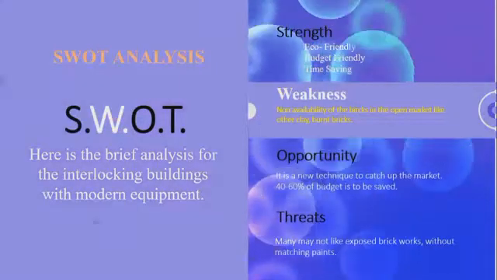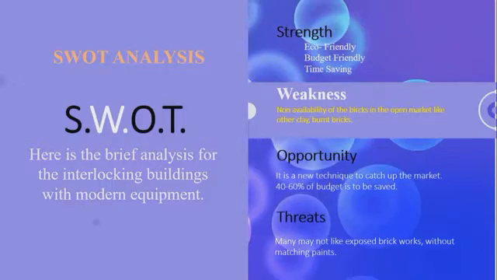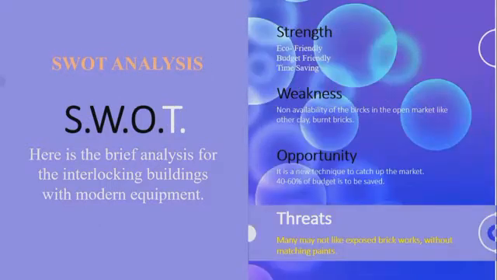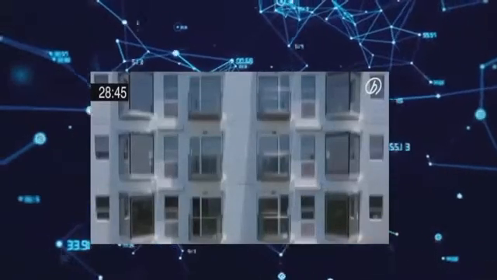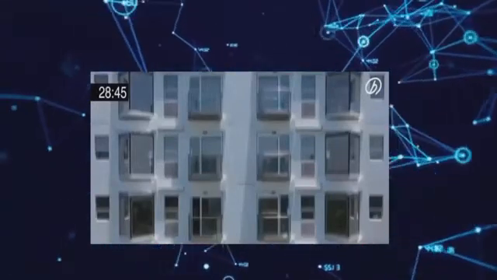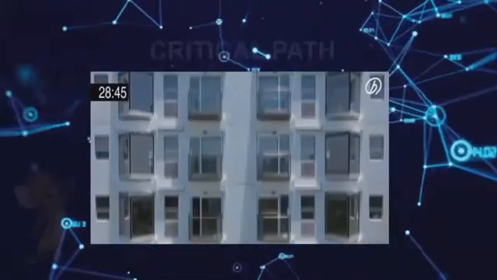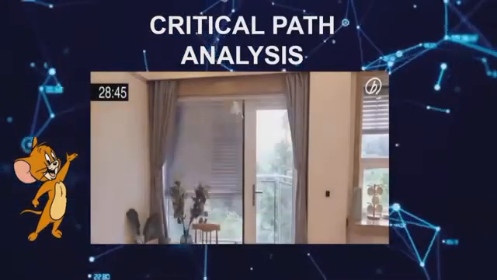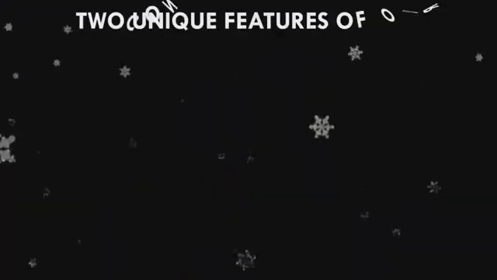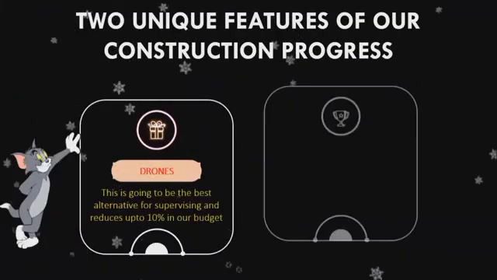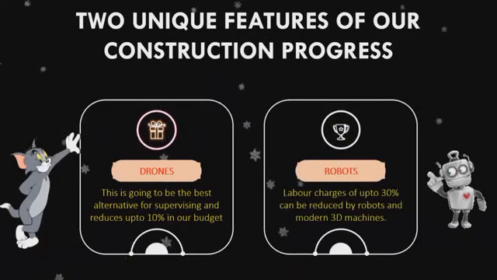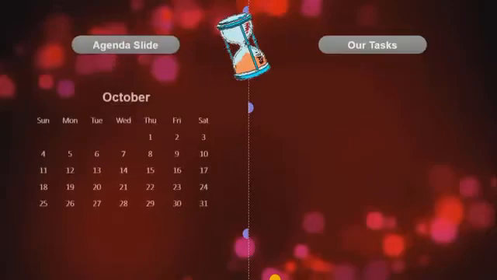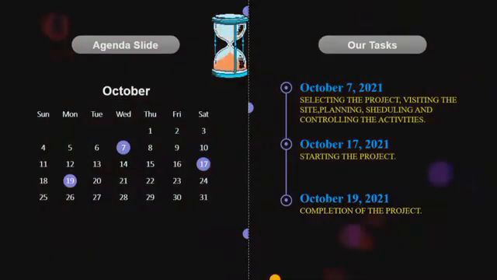Here's the SWOT analysis, which gives the strengths, weaknesses, opportunities, and threats of our project. In addition to this technique, we have implemented a mathematical method called critical path analysis, which is used to construct a house within a week. In addition to this, we have also implemented modern equipment such as drones and robots to reduce manpower and save time. This is the time duration of our house construction.